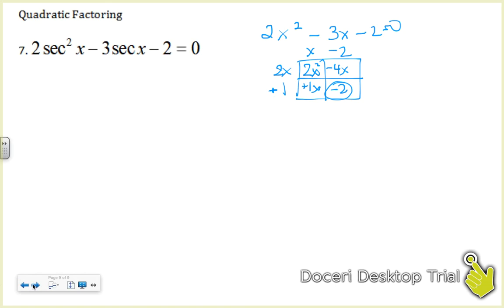The next thing you're going to do is you're going to come over here, and now we're going to replace those x's with secants. So in the first one we have 2 secant x plus 1, and the other one is going to be secant x minus 2 equals 0. So I'm going to solve for each of those.